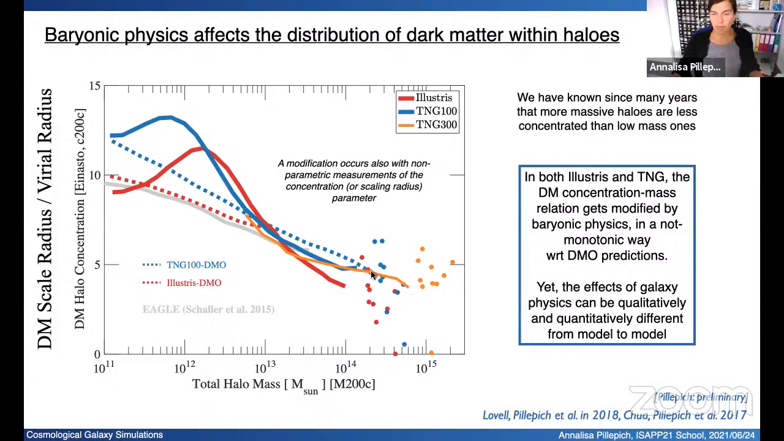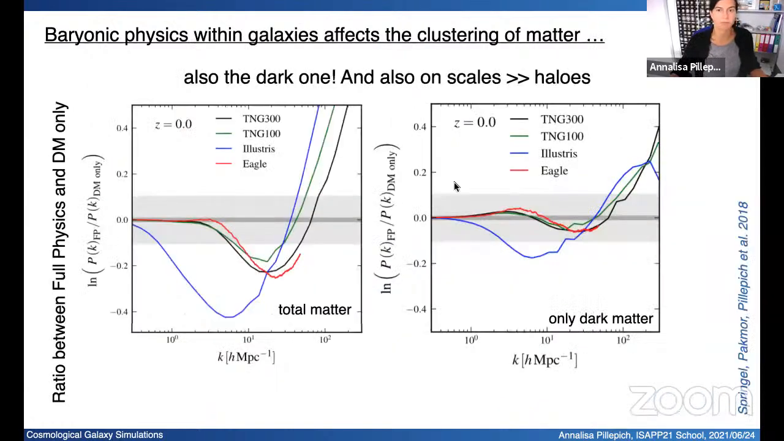The dark matter only results are the dotted curves. The same relationship between the concentration of a dark matter halo and the total halo mass changes to something else in different models, meaning in models where we also include baryonic physics. So this is, again, important if you are interested in predicting the expected signals of the presence of dark matter at the center of halos.